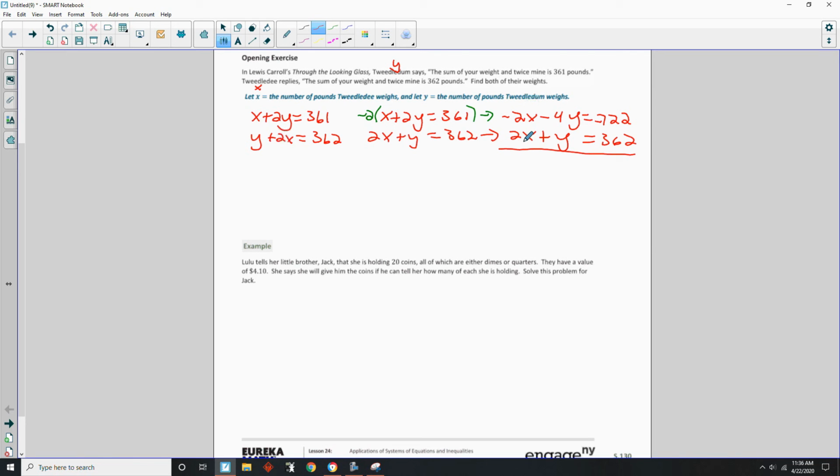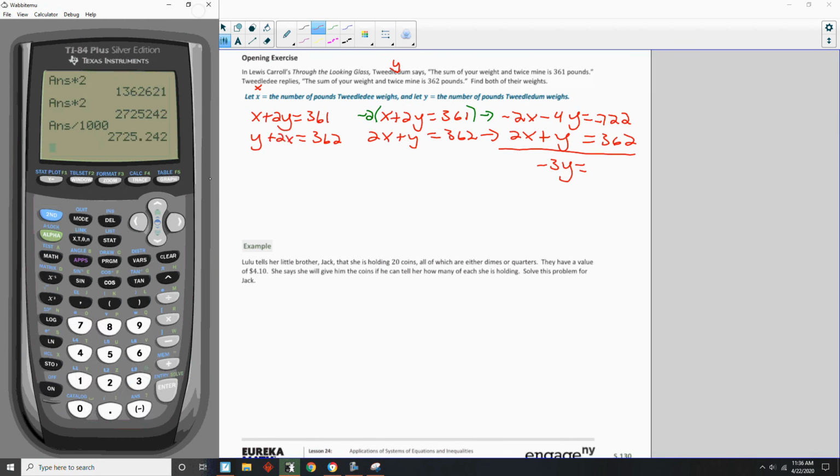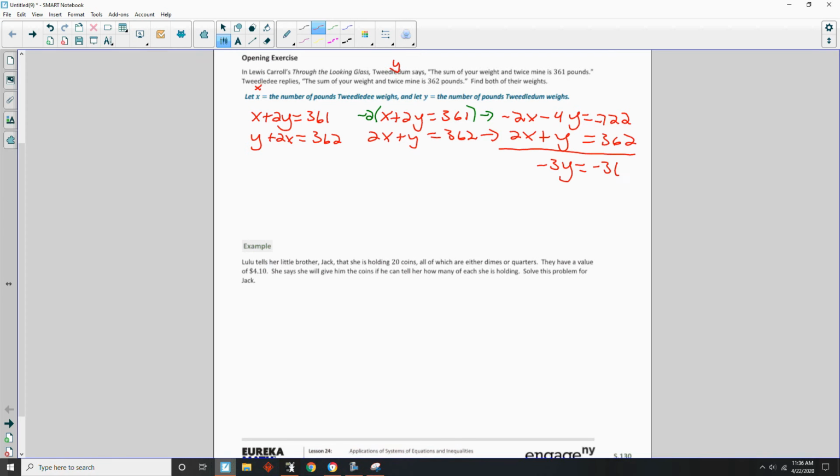Negative 2x plus 2x is nothing, 0. Negative 4y plus y is negative 3y equals, and when I add these, be careful with negatives, I'm going to take negative 722 and add 362 to it. I could have just subtracted and kept the sign of the larger, so that's negative 360. Divide by negative 3 on both sides, and y equals negative divided by negative is positive. 36 divided by 3 is 12, so y equals 120. So Tweedledum weighs 120 pounds.